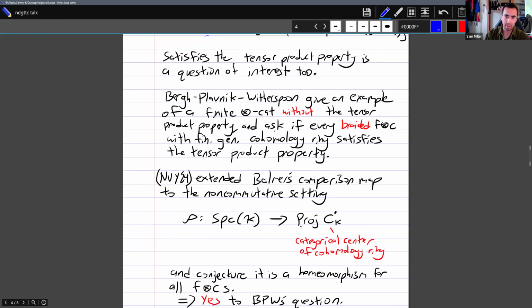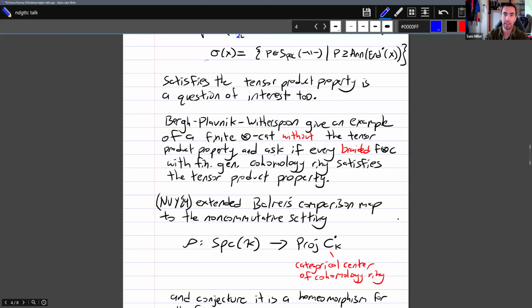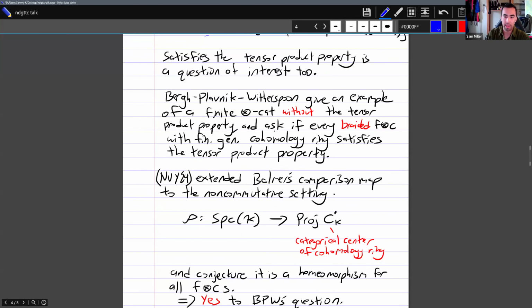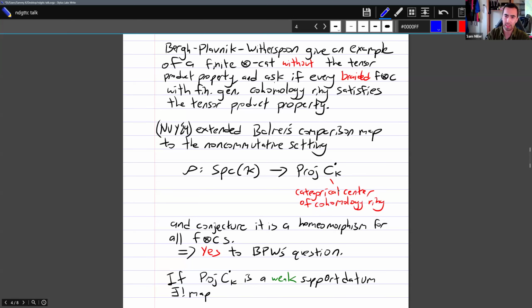So meanwhile, Nakano, Vashaw, and Yakimov have more recently extended Balmer's comparison map. So classically it compares the Balmer spectrum and the cohomological support variety. So they extended it to the non-commutative setting. There's a modification one has to make, though. You can't compare the entire cohomological support variety. You have to instead compare the subvariety that consists of the categorical center of the cohomology ring. I won't formally say how that is defined, but it involves some nice natural commutativity condition. And they conjecture that this is a homeomorphism for all finite tensor categories.